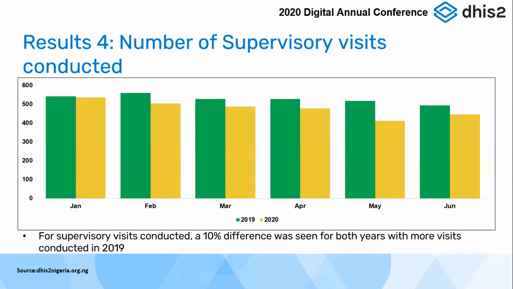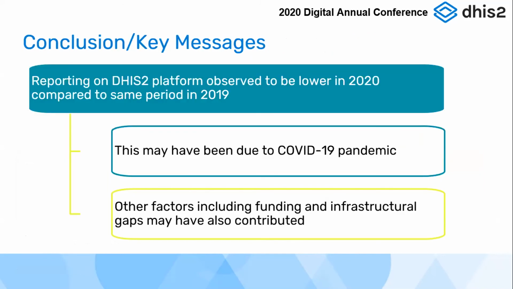And then finally, the last indicator that we looked at was the conduct of supervisory visits. So usually, supervisory visits are encouraged in country from the higher level to the lower level. And then we looked at visits that were conducted between 2019 and 2020. And of course, we did observe that there were more visits in 2019 compared to visits in 2020. And overall, there was a 10% difference between the visits that were conducted looking at both years.